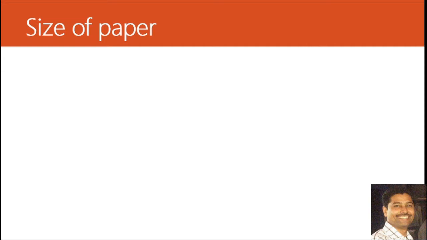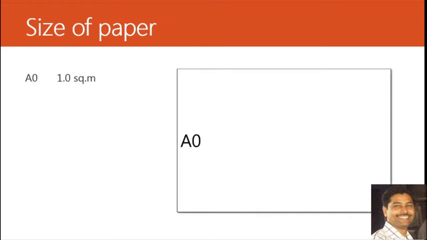Size of paper. Now A0 is a paper size defined to have an area of 1 square meter. So this is your 1 square meter area, the large paper size. Now if we divide this A0 paper size into two halves, each half will be called A1. Now A1 certainly will have a surface area of 0.5 square meter.